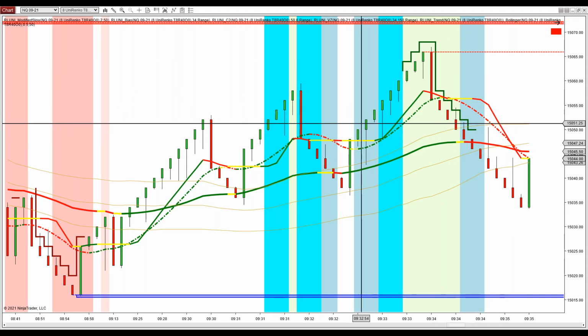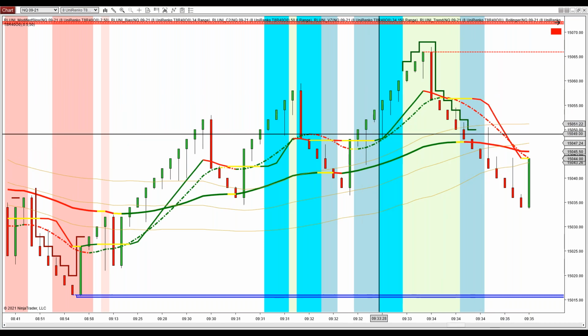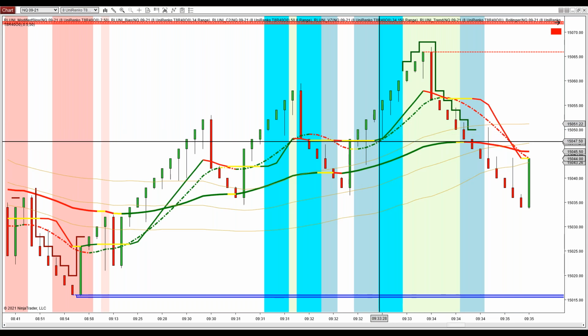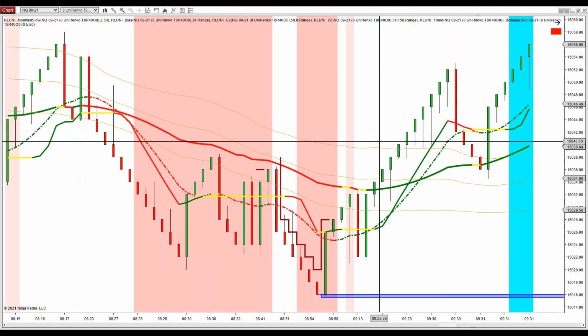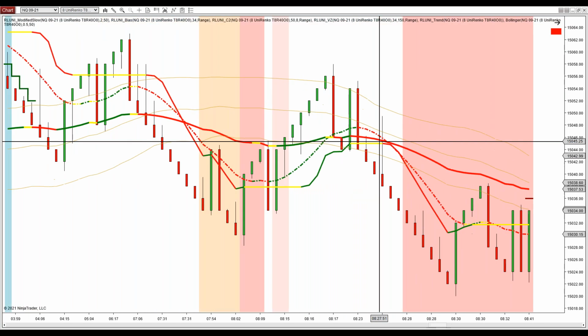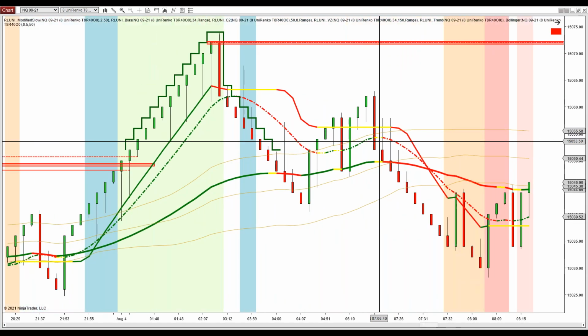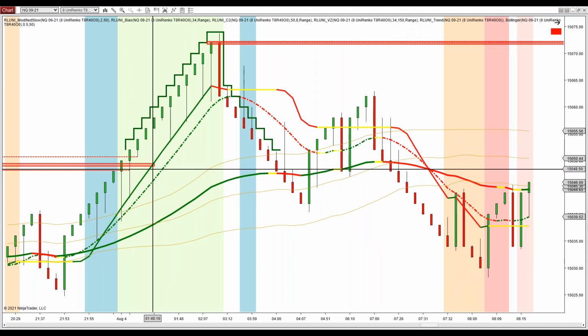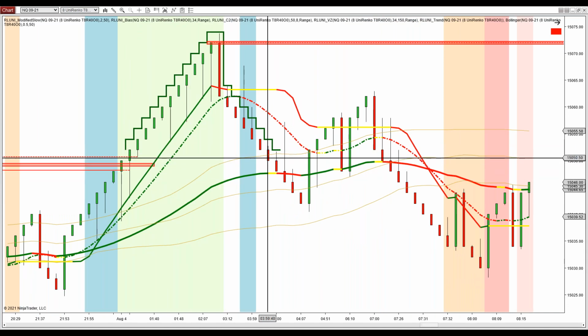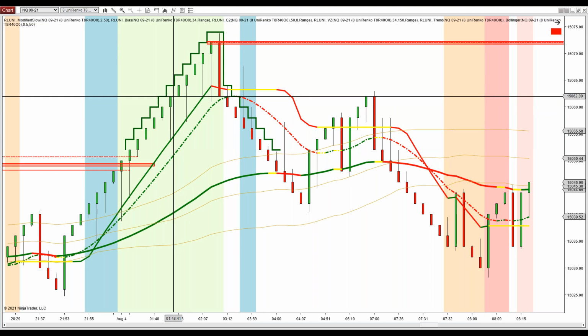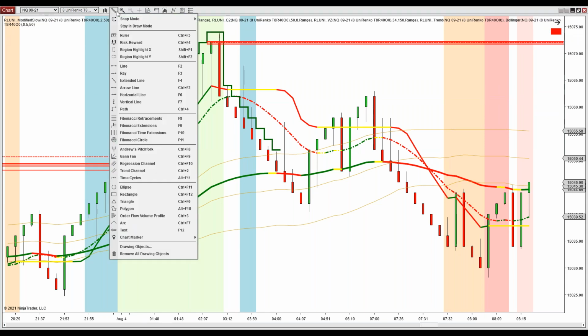So I want to show you in real time exactly what the system is looking for to take a trade. I'm going to show you both the conservative and the aggressive strategies. Now, the conservative strategy is really quite conservative. And what it's looking for is, today we moved the MA diff.